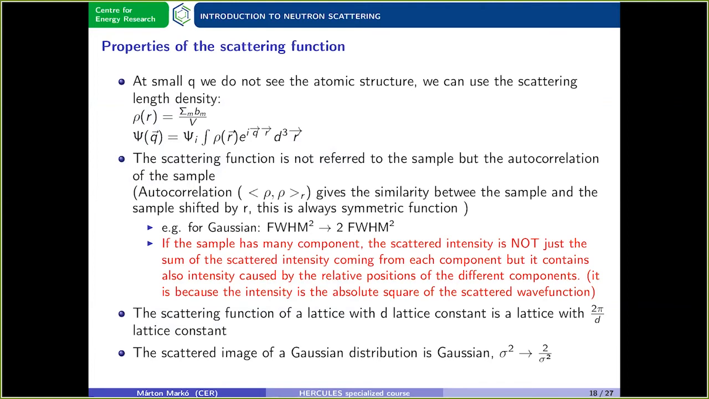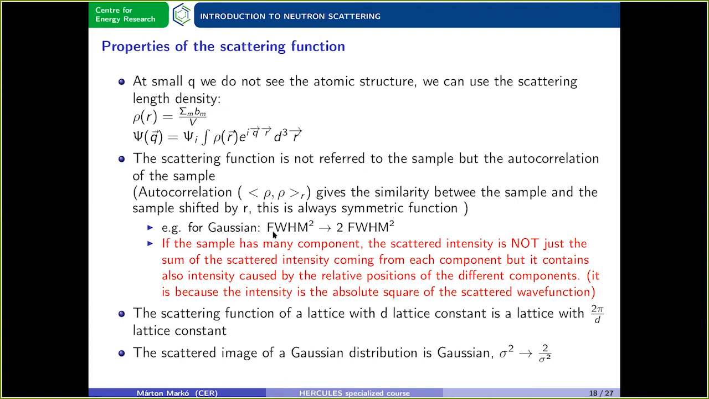So what are the properties of the scattering function? At small q, as I told, we don't see the atomic structure, so we can use the scattering length density, which is just the average scattering length in a unit volume, and then the wave function is the so-called Fourier transform of the sample. But we don't see the wave function, we see the absolute square of the wave function. So we will see the so-called autocorrelation function, which gives the similarity of the sample if we push it just a little bit further. And this autocorrelation function will be Fourier transformed, and that Fourier transform is what we will see.